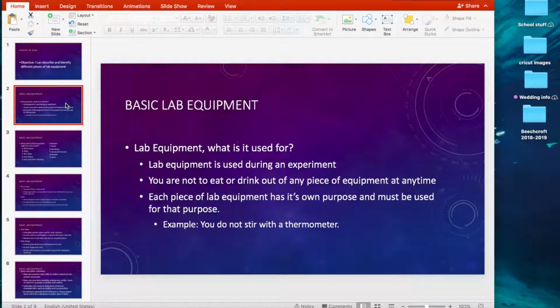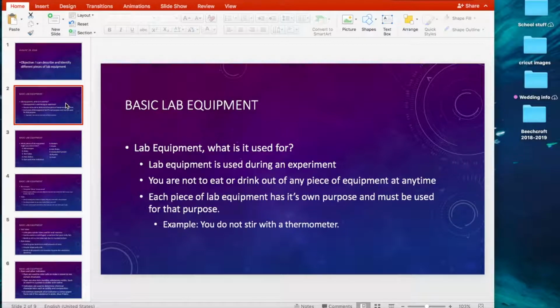Alright, so our first main idea today is lab equipment. What is it used for? Lab equipment is used during an experiment. It is important for you to know that you are not to eat or drink out of any piece of equipment at any time. Chemicals can be left behind from previous experiments and get into your body and harm you. Please, please do not eat or drink out of any piece of lab equipment.